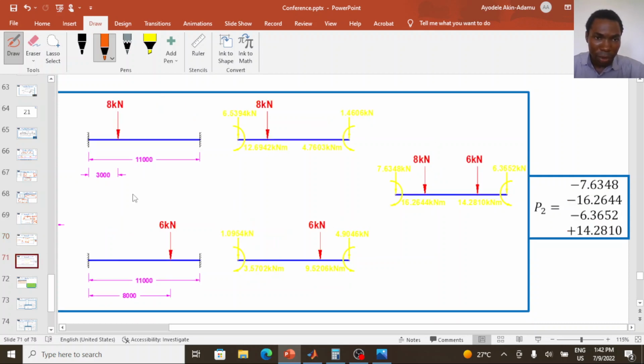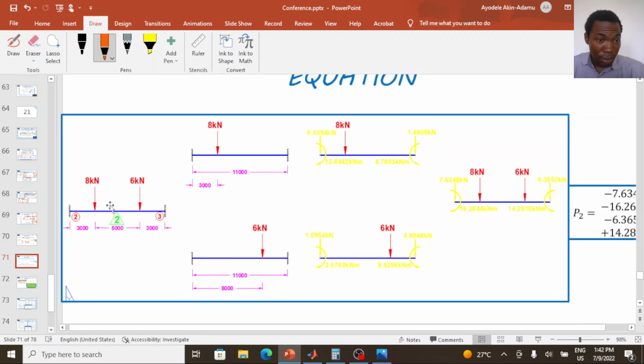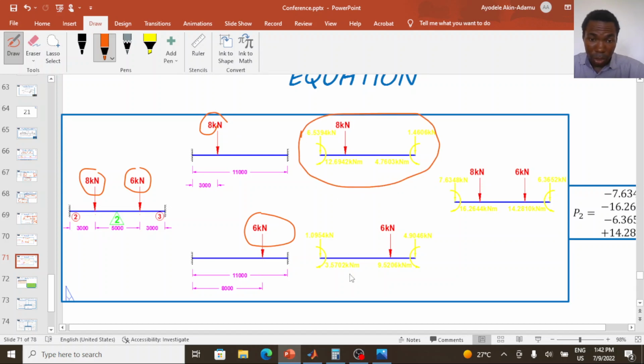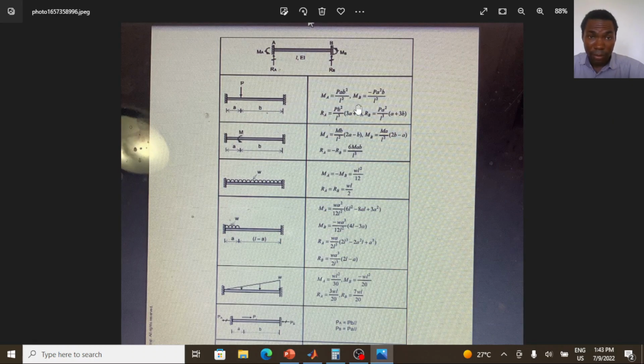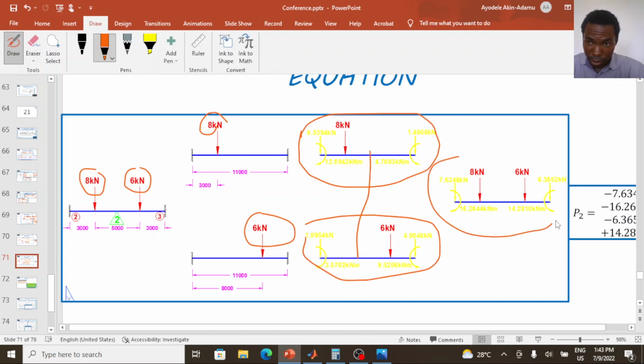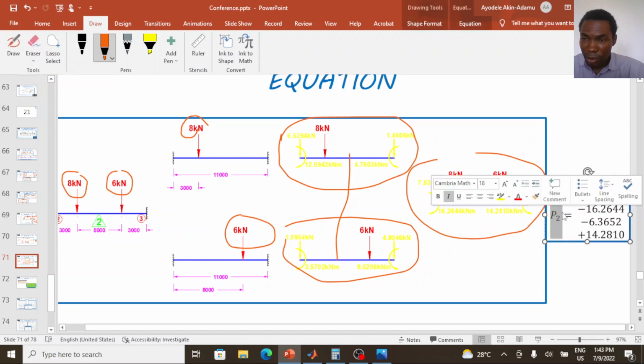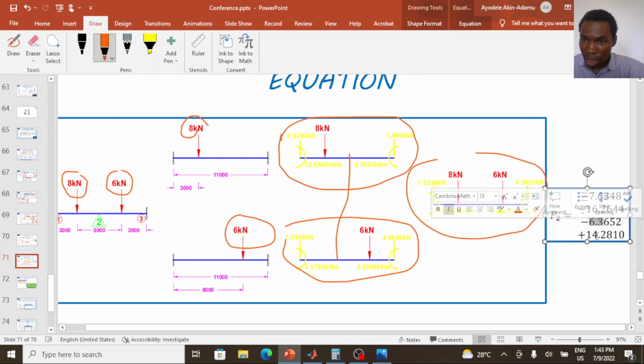We do this for the second span also. For the second span, we have two external loads. So you break them into two, this part and this part. The equivalent of this 8 kilonewton load is what you have here, using this formula on the first row, and the equivalent of this 6 kilonewton load is what you have here. So you add these two together to get this, and the force vector is defined as P2. You write the magnitudes out and attach your signs: minus, minus, minus, positive.